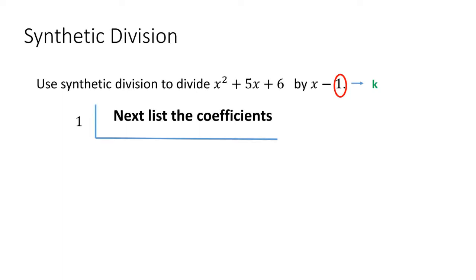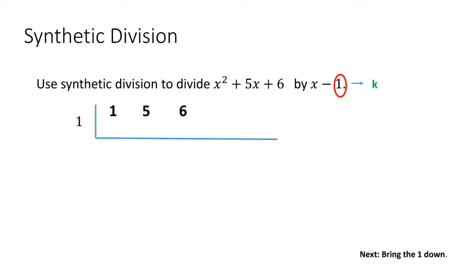So here, I want to use synthetic division to divide x squared plus 5x plus 6 by this polynomial, x minus 1. This one value is going to be my k, and when I'm using synthetic division, I'm only using the coefficients of the polynomial. But just like long division, I have to make sure that they're in descending order and that there aren't any gaps. I have a placement for all.